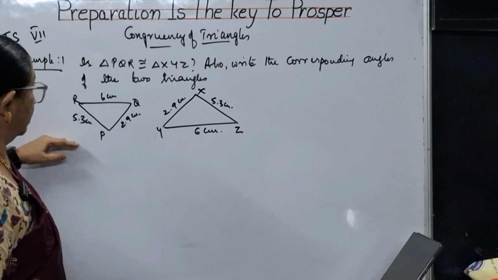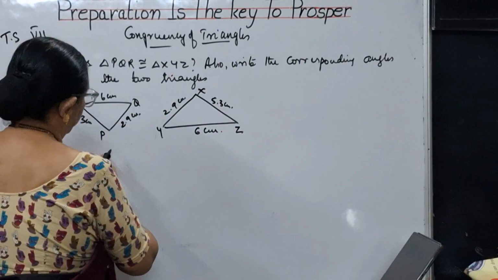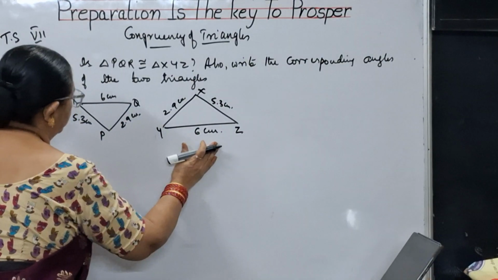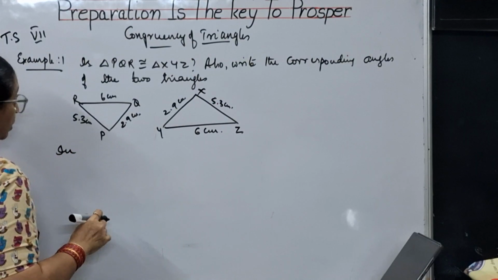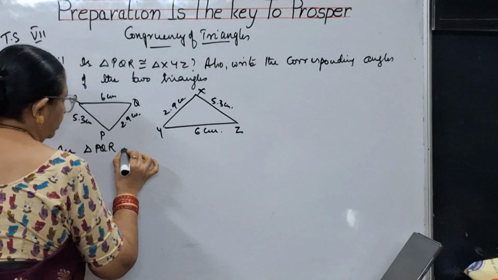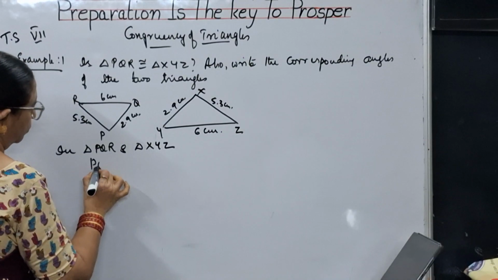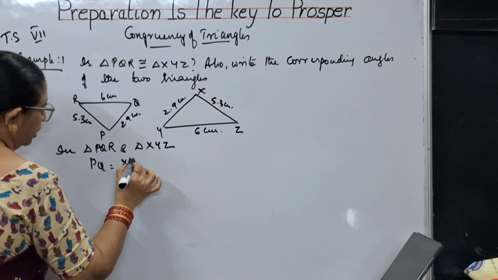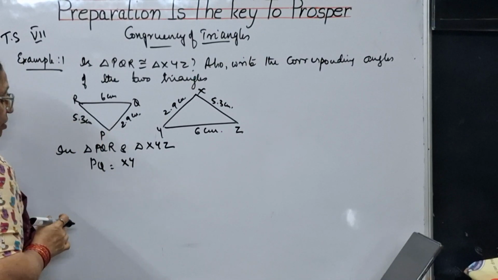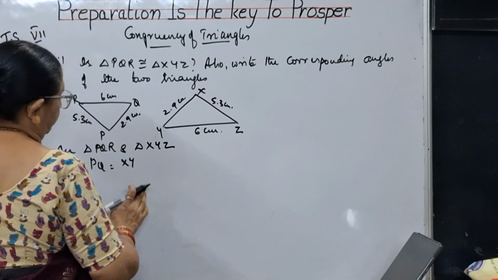Actually, the triangles are given in different positions, children. This is inverted to this, they have given. So how can we guess whether they are congruent or not? In triangle PQR and triangle XYZ, see, PQ is equal to XY. Don't write line segment because they have given the measures. If measures are there, you are not supposed to write it. If measures are not there, you have to write the line segment symbol.